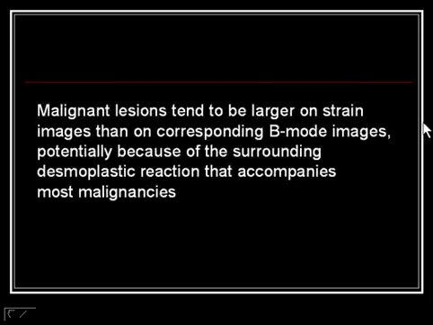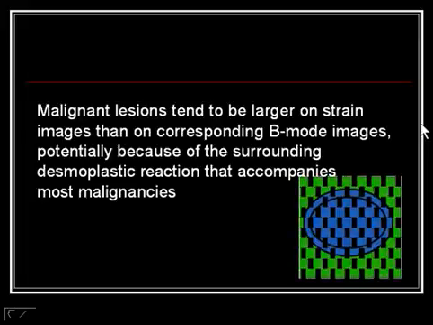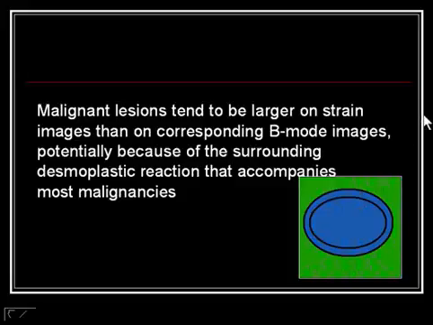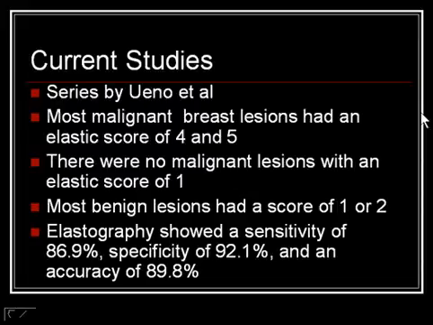Malignant lesions tend to be larger on strain images than on corresponding B mode images, potentially because of the surrounding desmoplastic reaction that accompanies most of these malignancies. And that's what we would see on the elastogram, a lesion which appears larger than on B mode.